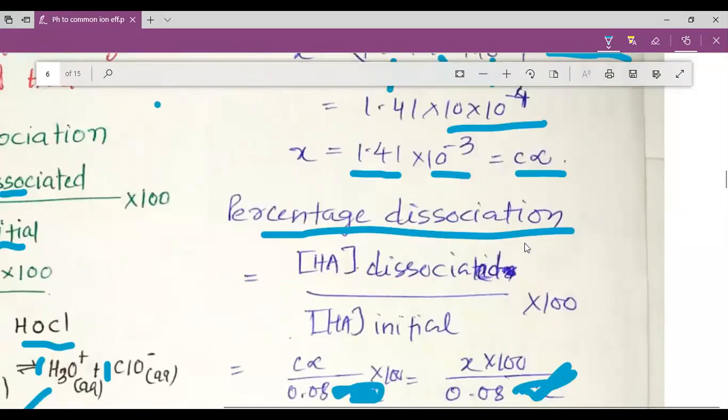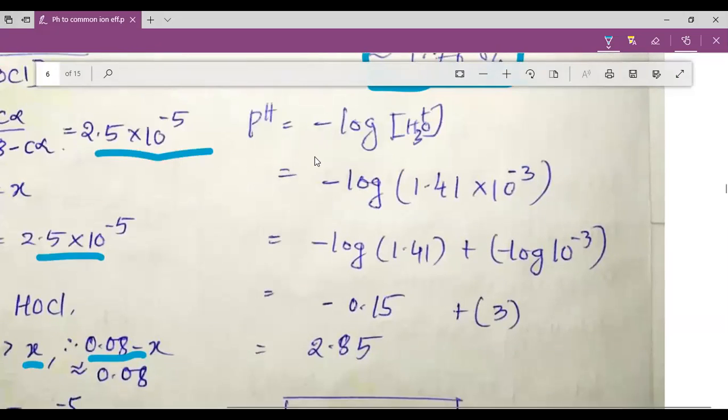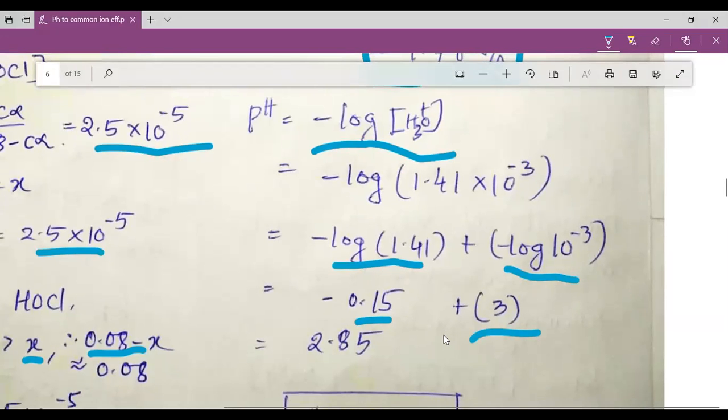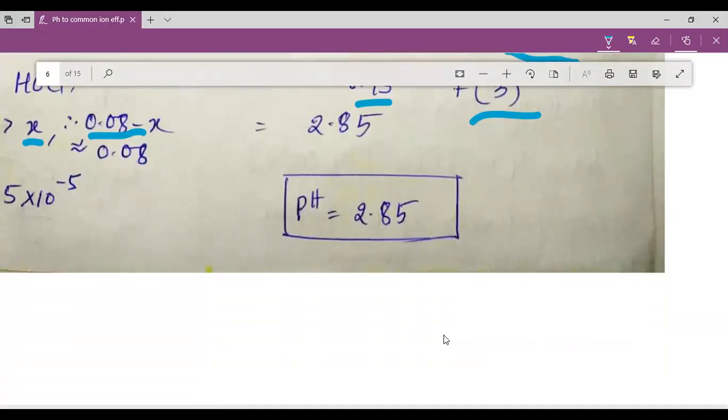So we can find out the pH, my dear students. When we want to find out the pH, pH is equal to minus log of H3O plus, that is minus log of 1.41 multiplied by 10 to the power minus 3, that is minus log of 1.41 plus minus log of 10 to the power minus 3. We know that minus log of 10 to the power minus 3 is 3, log of 1.41 is 0.15. So by doing simplification, we can find out the pH is equal to 2.85.